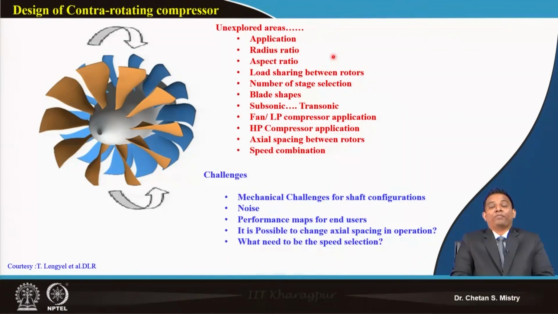Now, performance map for end users, as we discussed, there are a number of possibilities here. Say if we are looking at our conventional performance map, where we have our speed lines, that is the speed of rotor 1, or say the speed of my whole engine. Now, here in this case we have a contra rotating concept, so we need to explore what the combination of speeds needs to be. That is very challenging to develop at this moment.